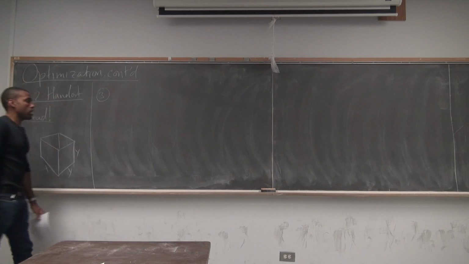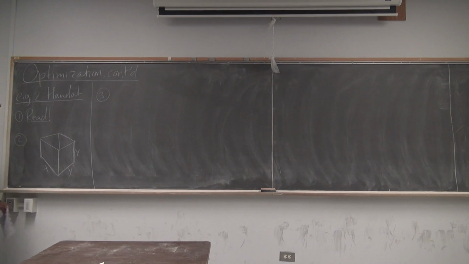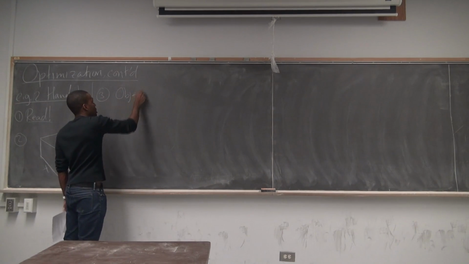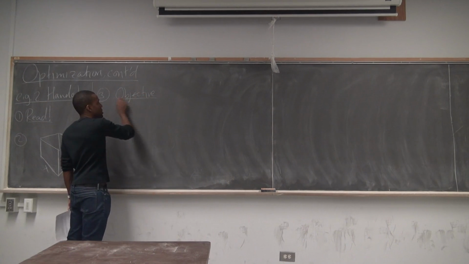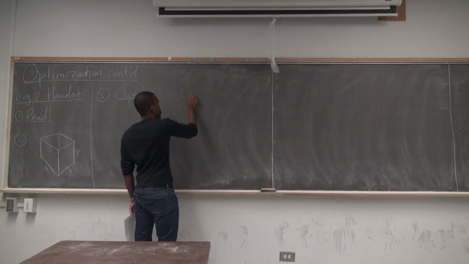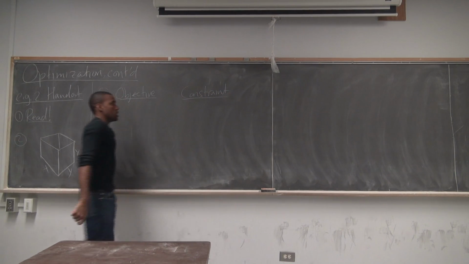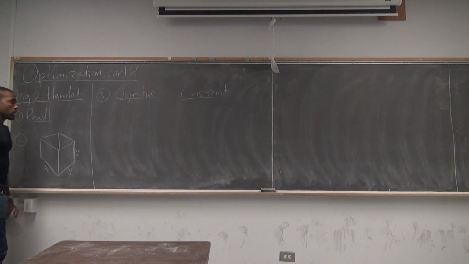Step 3 was to what? Come up with an equation. How many equations do we need? 1. Remember, that's one of the main differences between optimization and related rates. In optimization, we need to come up with 2 equations. One is called the objective equation, which describes what you want to maximize or minimize. The other is called the constraint equation, which describes the restriction you have in the context you're given.